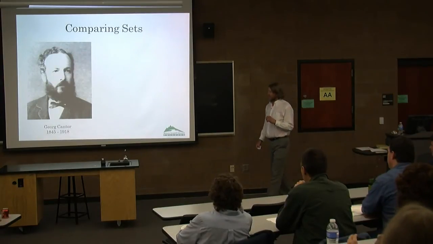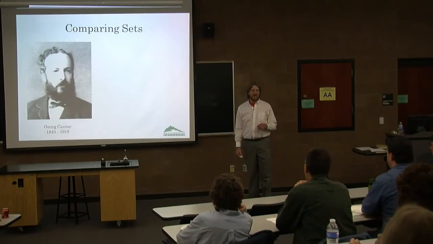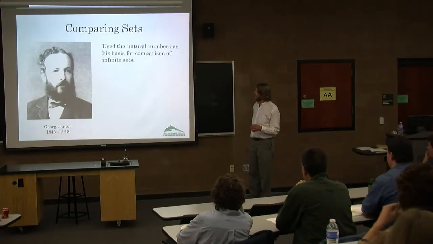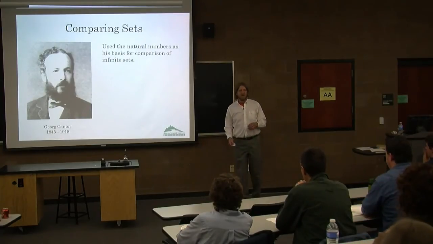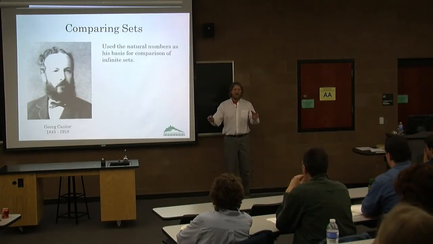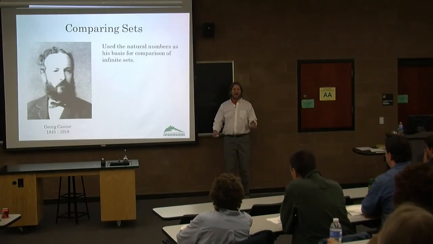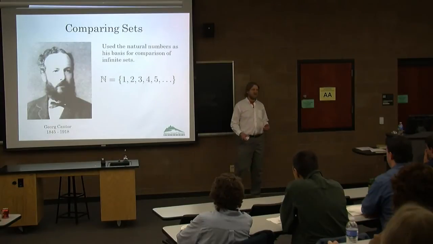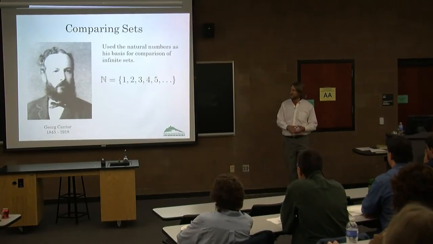When he set out to start comparing infinite sets, he realized he had to have some kind of baseline for comparison. So what he decided to do was to use the natural numbers. He says, I'm going to start comparing sets to the natural numbers. Now, what are the natural numbers? Well, some people call them the counting numbers, and it's just the numbers 1, 2, 3, 4, 5, 6.